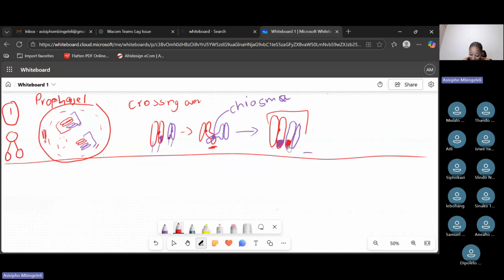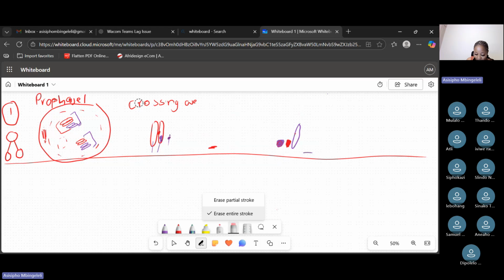Now, the next phase, if we remember our PMAT, the next phase will be M, which is metaphase. M for metaphase, M for middle. So that means it's going to be easy from now on. M for middle means that the chromosomes are going to align themselves in the middle, at the equator.